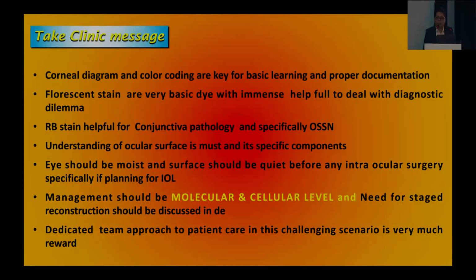So my take home messages are that the corneal diagram and the color coding are the key to basic learning and proper documentation. Fluorescein stain is a very basic dye, immensely helpful for dealing with diagnostic dilemmas. The rose bengal stain is helpful for conjunctival pathology and specifically OSSN. Understanding of the ocular surface and its specific components is a must.